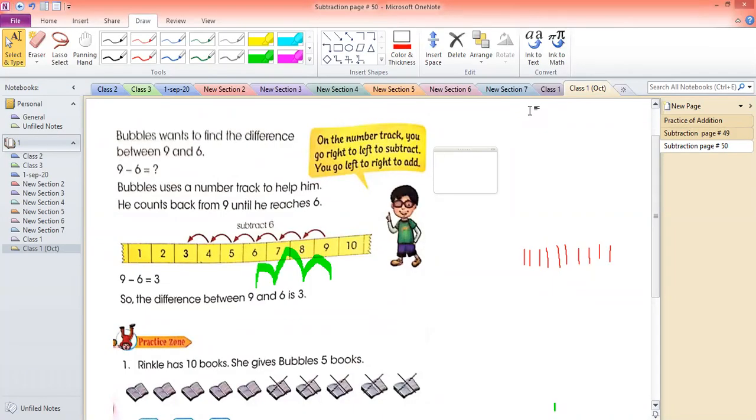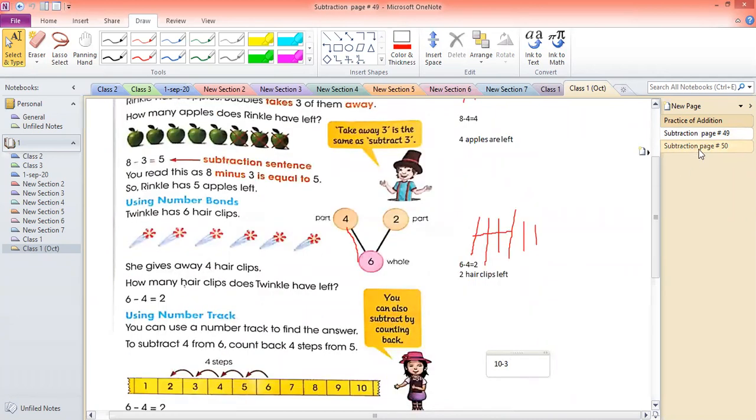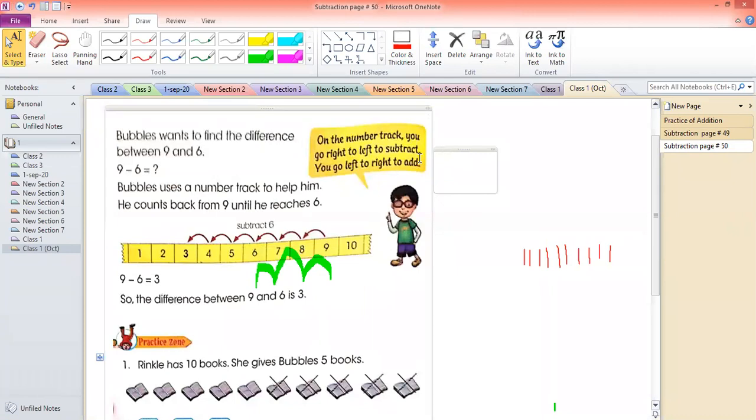We started unit 4, that is subtraction, yesterday, right? We learned the concept of subtraction by using number bond and by the simple crossing method, and we also learned the method by using number track. Today we will study more about subtraction by using number track. Yesterday we learned one method, today we practice that method, and we will learn one more method to subtract numbers using the number track.